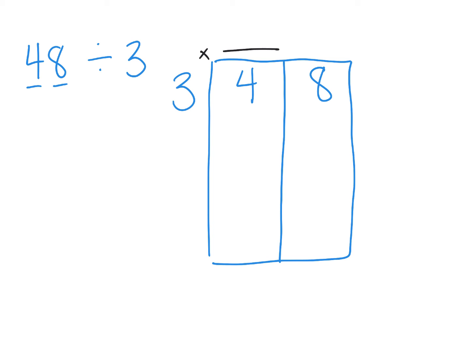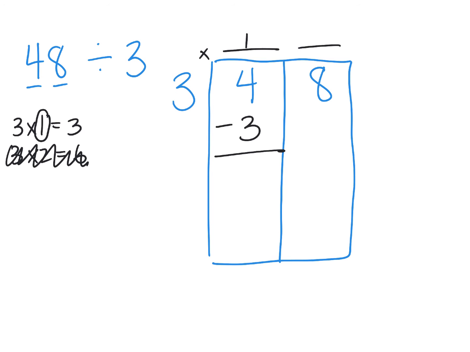Now, can I multiply a number by 3 and get close to 4? Let's practice our multiples of 3. 3 times 1 is equal to 3. 3 times 2 is equal to 6. 3 times 2 is too big. It's bigger than 4. So the closest that I can get to 4 without going over is 3 times 1. So this 1 is going to go here. Then I'm going to subtract 3. 4 minus 3 is equal to 1. I'm going to carry that 1 up over and turn that 8 into 18.